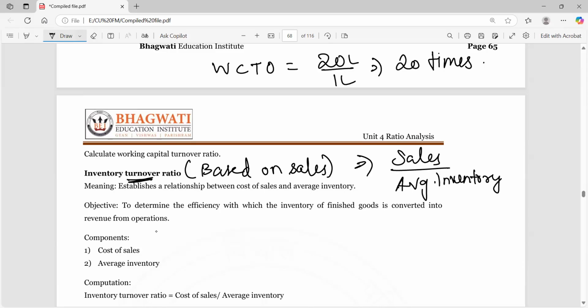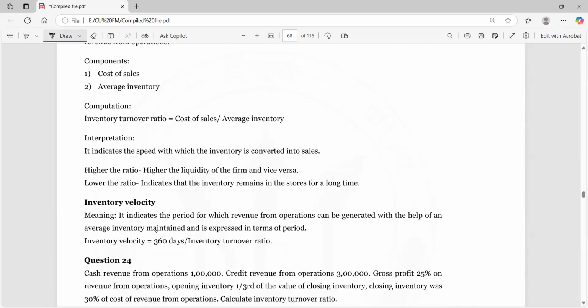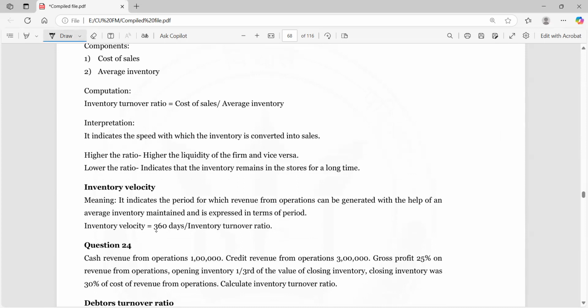Because using cost of goods sold is the best practice. Why? That we will discuss in the working capital chapter. We have two approaches, cash cost approach and total cost approach, that we will discuss later. Clear? Right? Now let's look at the interpretation of this formula. Listen.